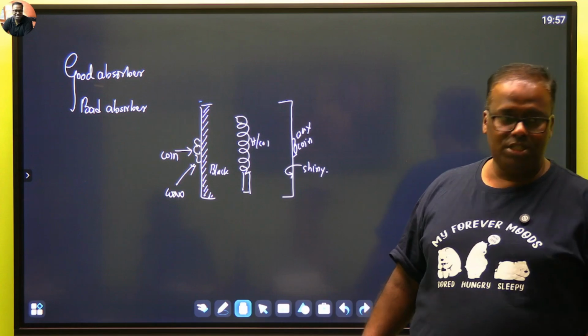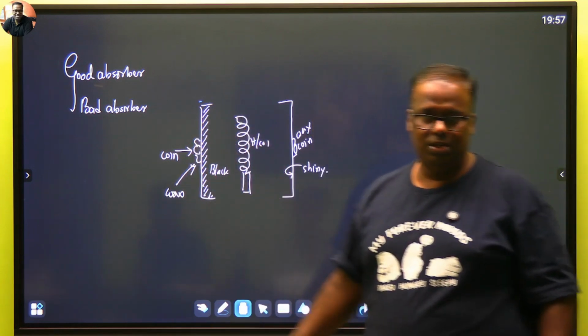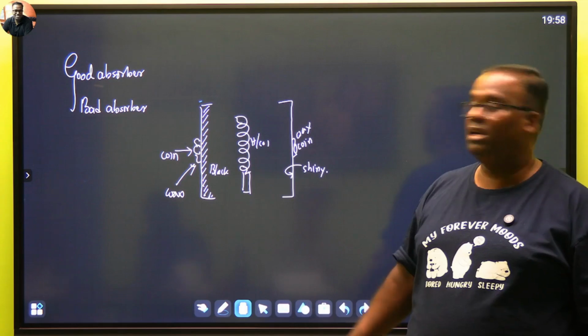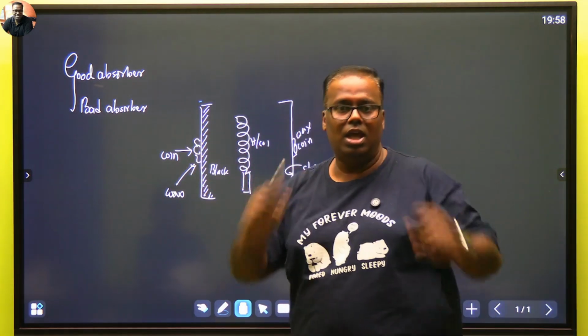Why did the temperature in the paraffin go up? That means the temperature in this sheet went up. Means this sheet must have absorbed more heat. This is a clear example that if you have a darker body, the dark body absorbs more radiation.